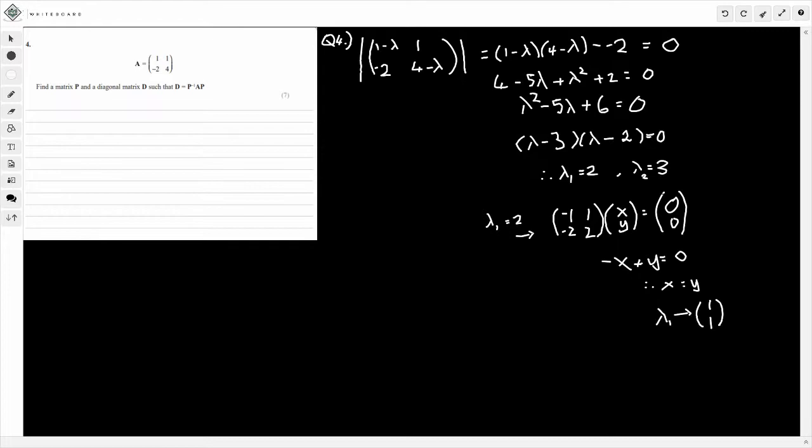And then for lambda 2, we need the 3 value here. We need to put it back in. So 1 minus 3 is going to give me minus 2. So let's just do this one over here. This is lambda 2. So 1 minus 3, I'm going to get minus 2 there. I'm going to get 1 here, minus 2 here, and a 1 here again. So that's going to be minus 2, 1, 1, and then minus 2, times by xy again, and that's going to be equal to 0, 0.